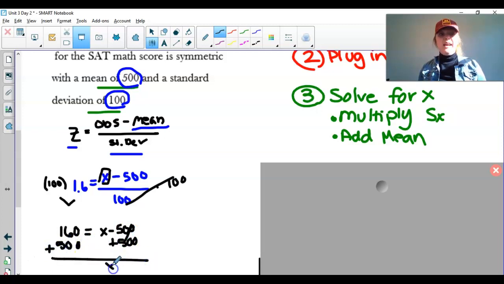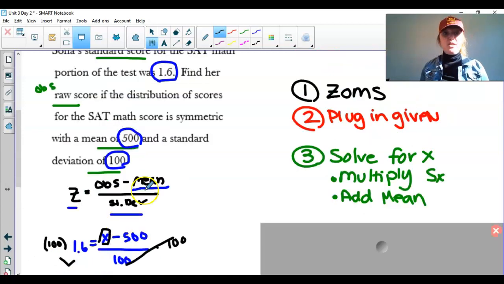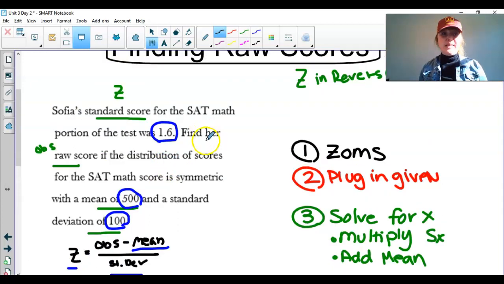So we get x is equal to 660. And that's the score Sophia got on her SAT math portion.